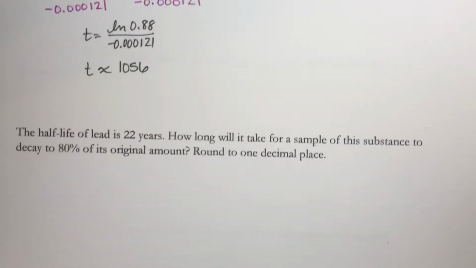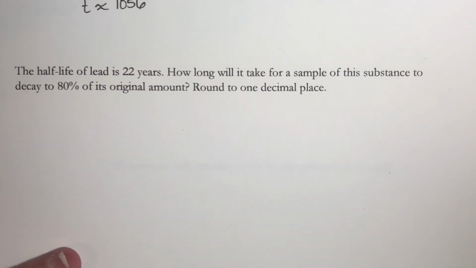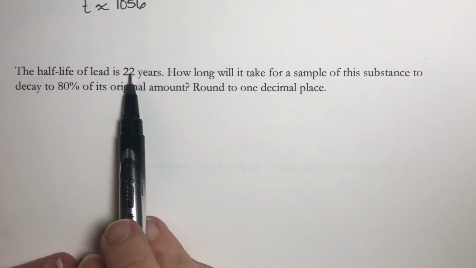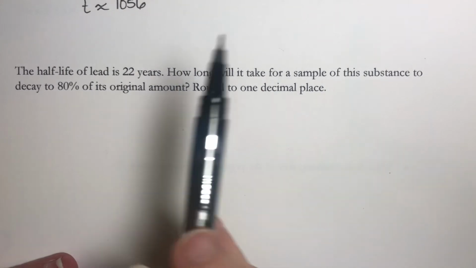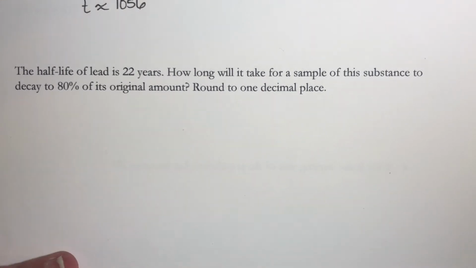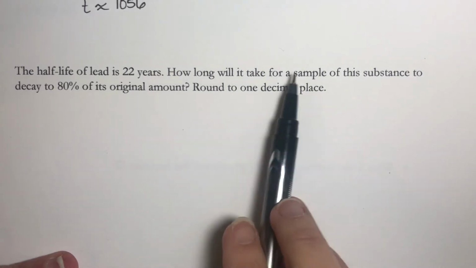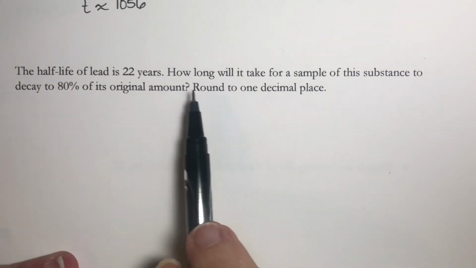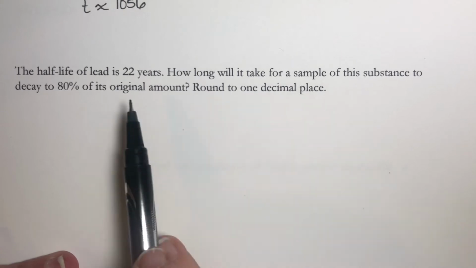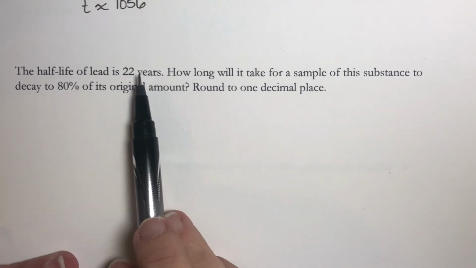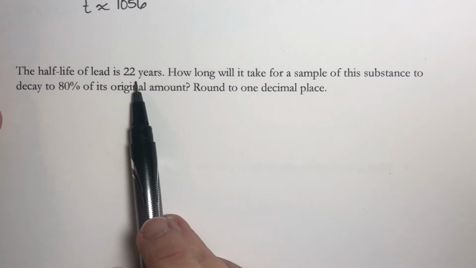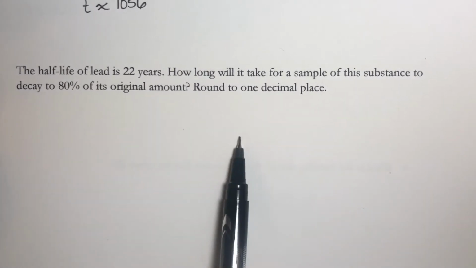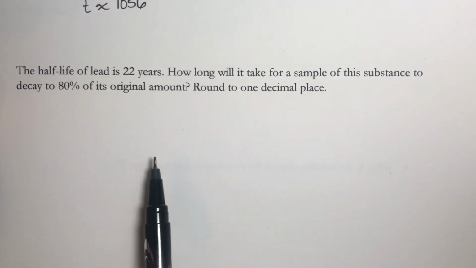Okay, so next problem. This is somewhat similar, but it is definitely more difficult. The half-life of lead is 22 years. So we know that if you have radioactive lead, it's going to take 22 years in order to decay by half. How long will it take for a sample of the substance to decay to 80% of its original amount, round to 1 decimal place? It's not going to reduce halfway, so I expect an answer that's going to be less than 22. But the big thing here is that we're not given an equation to use.